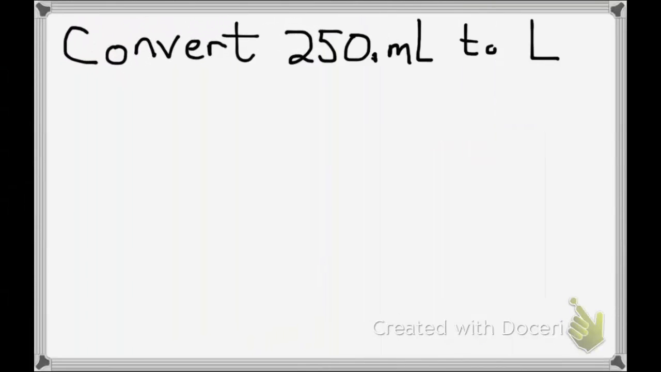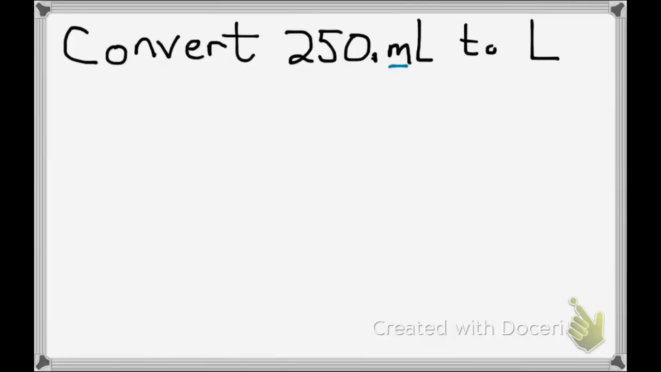Because the metric system is base 10, it means that converting from one unit to another is extremely easy. It's as simple as moving your decimal point one direction or the other a certain number of places. How many places you need to move it is going to depend upon the powers of 10 represented by the units themselves. So in this first example, we have 250 milliliters. We want to convert it to liters.